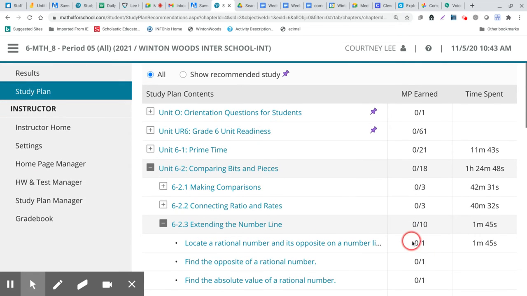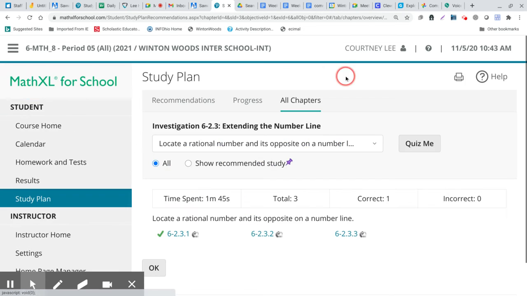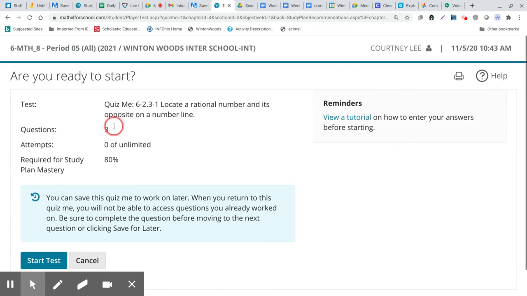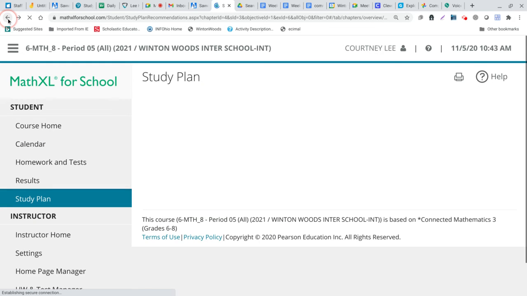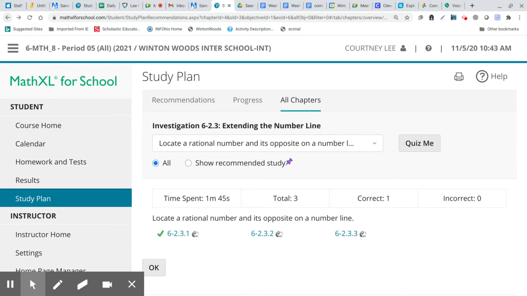Remember, to do the mastery point, you have to do the quiz me. There are 3 questions. You have to get 80% or higher. All right, let's take a look at the next indicator or objective, sorry.